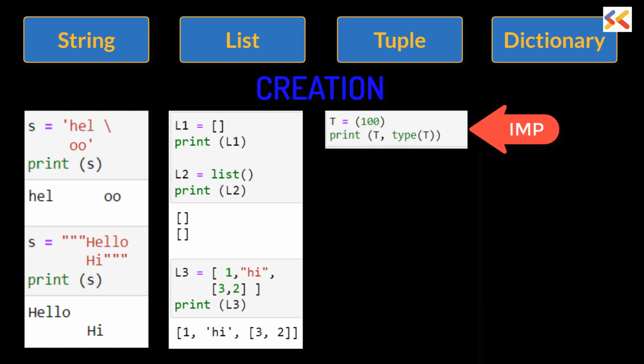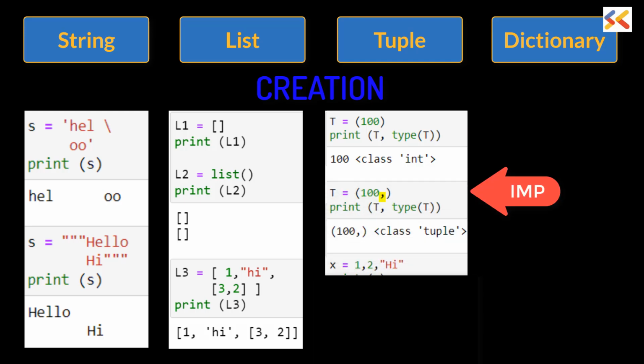Now let's see some interesting behavior of tuple creation. What will happen if you put only one element in round brackets? If you run this, it will show you that it is still an int. Why? This is because it is considering this as an arithmetic round brackets. If you want it to be tuple, then you have to remember to put a comma after the first element. Now it will show it as a tuple.